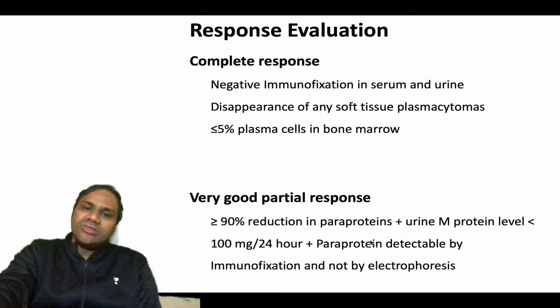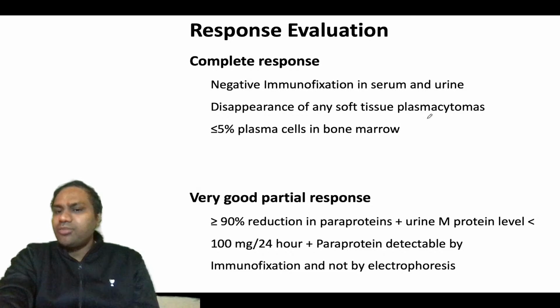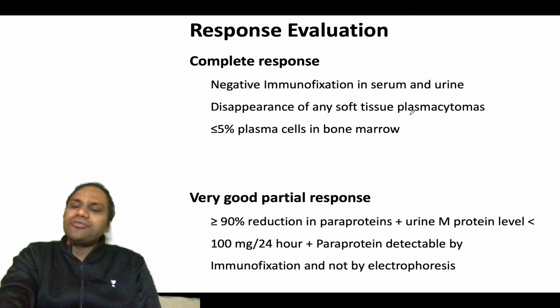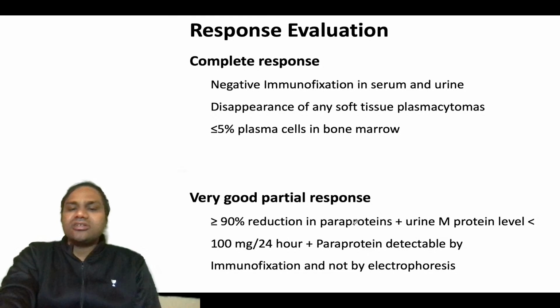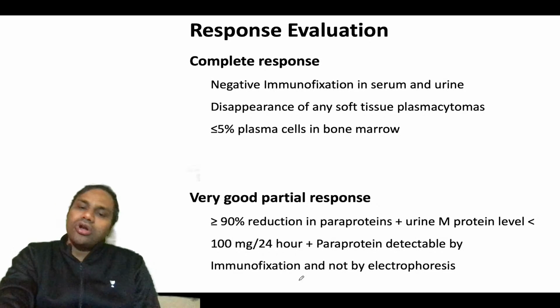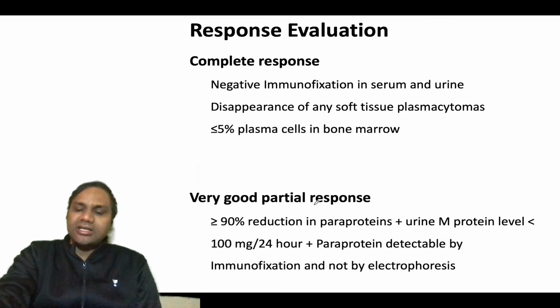Now, response evaluation. You say it is a complete response when there is negative immunofixation, no immunoglobulin deposition is seen, there is disappearance of any soft tissue plasmacytoma, and less than 5% plasma cells in bone marrow. Then you say it's a complete response. And very good partial response is when you have greater than 90% reduction in the paraproteins, urine M protein levels less than 100 mg per 24 hours, plus paraprotein detected by immunofixation and not by electrophoresis. So by electrophoresis you don't detect paraprotein, but by immunofixation you still do. This is a very good partial response.